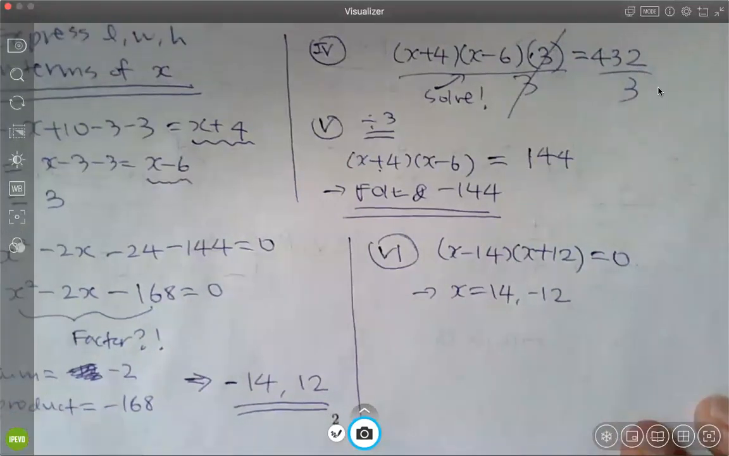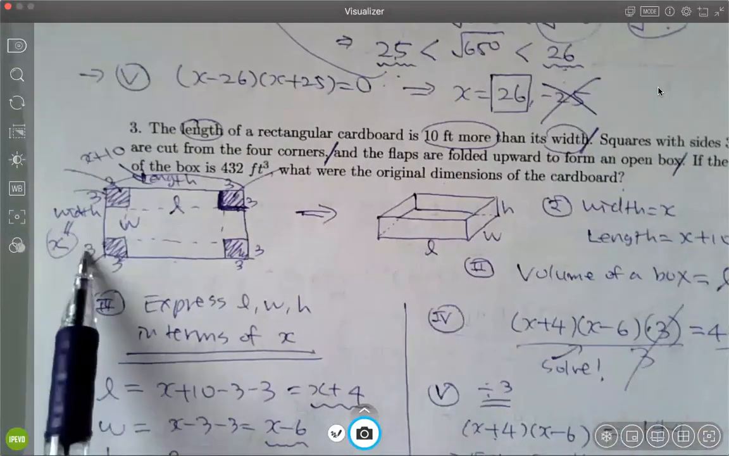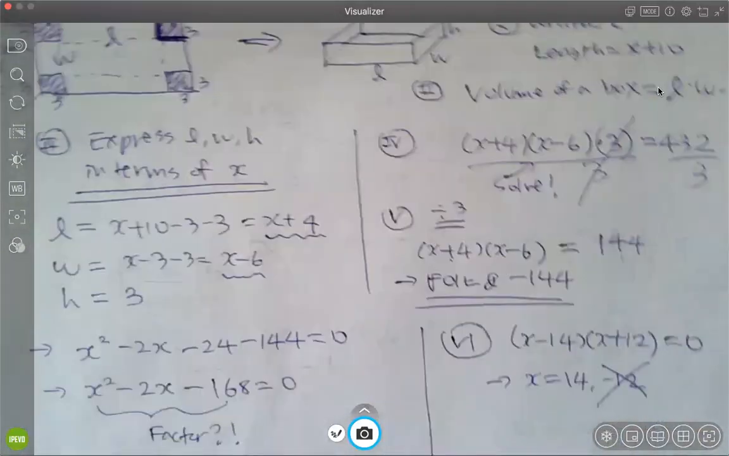One of them doesn't work. Which one doesn't work? Negative 12. Negative 12 doesn't work. Why? Because x was the width, right? Okay, so 14 would be the x.